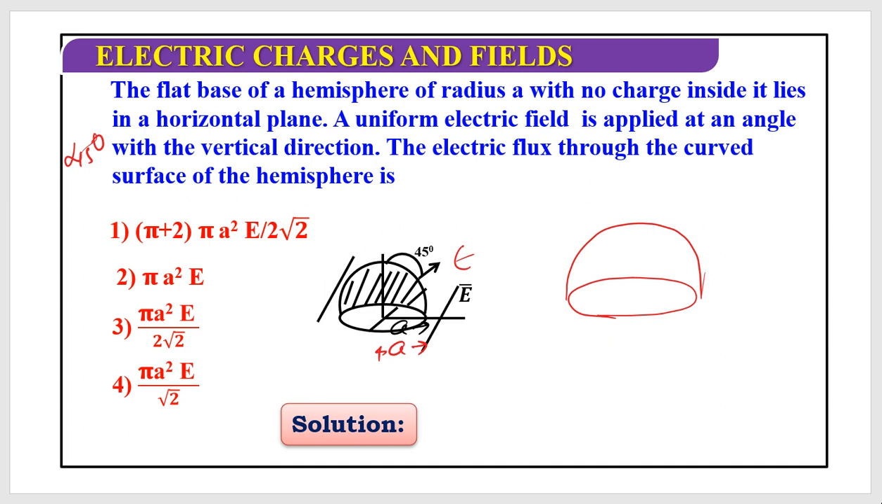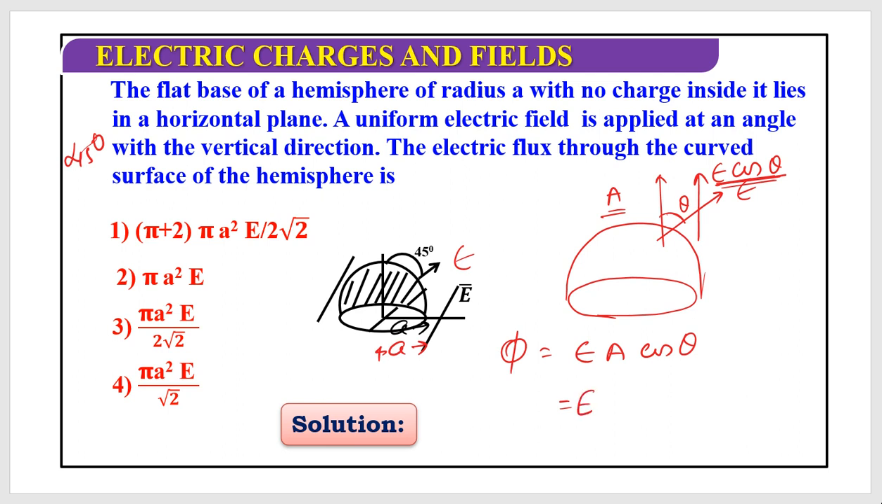So this is the electric field, and this is the area vector. If I make a theta over here, then this component would be E cos theta. Now understand that this E cos theta and the area vector have an angle of 0 degrees between them. So flux phi is equal to E a cos theta, which is E multiplied by the area.